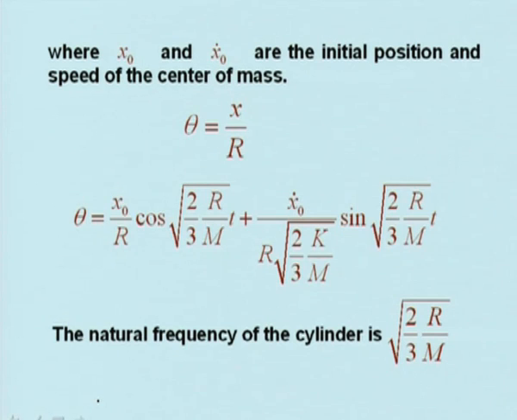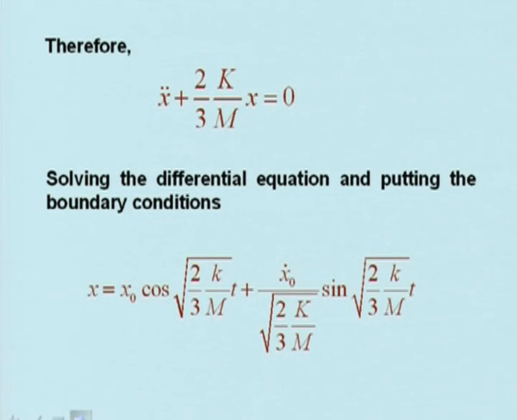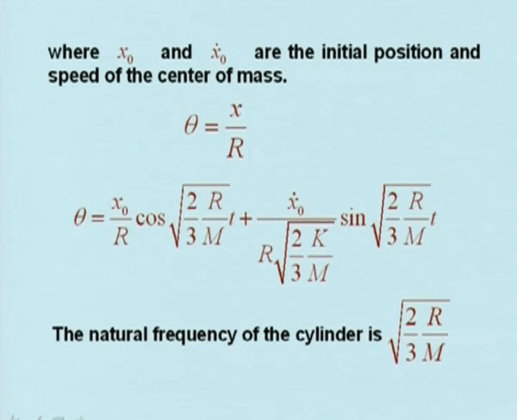Theta is equal to x by r. So we put it in terms of that: theta is equal to x0 by r cos of the square root of this. Similarly here you put x dot 0 by r, under root 2 by 3 k by m, sin of the square root of 2 by 3 k by m t. The natural frequency of the cylinder is the square root of 2 by 3 k by m. So this is the motion of that cylinder.